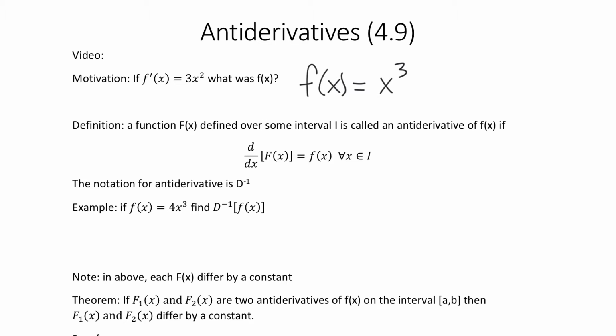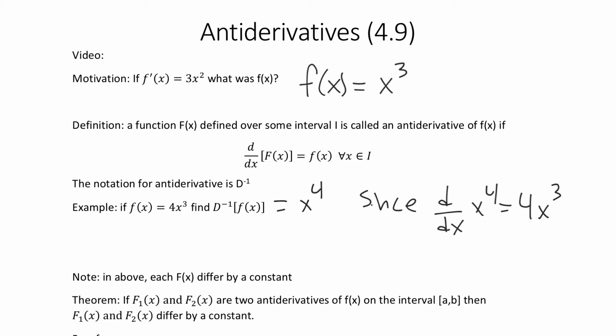So let's try an example here. If f of x is equal to 4x to the 3, what will be the antiderivative of f of x? Well, we would think about it for a little while, and we would realize that one answer would be x to the power 4. And we could say this is true since the derivative of x to the power 4 is 4x to the power 3.